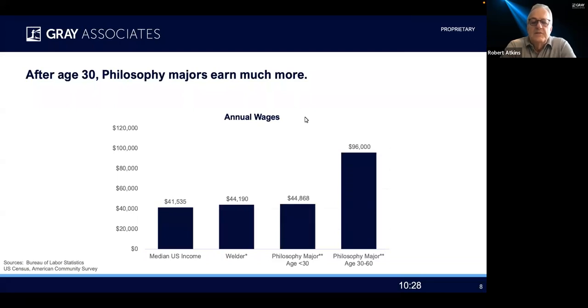versus a welder. So if anybody thinks that welders make more money than philosophers, they've been doing a little bit too much business at the local cannabis dispensary. That's just not true. It's not close to true. And this much maligned major turns out to be a perfectly good way to earn a living and get a job. Now, Bob, we got a quick question.